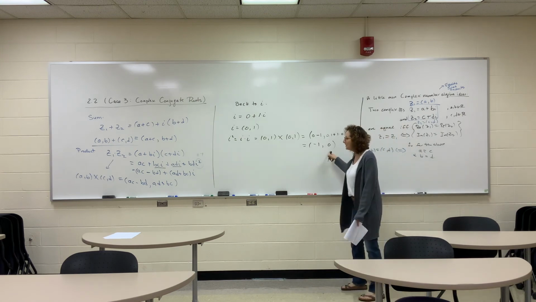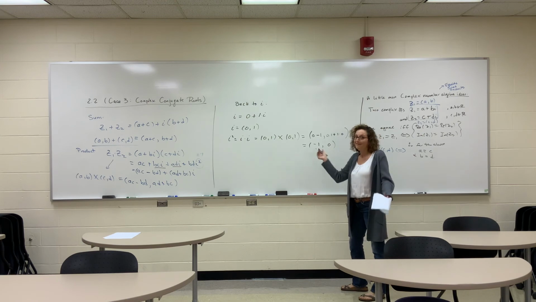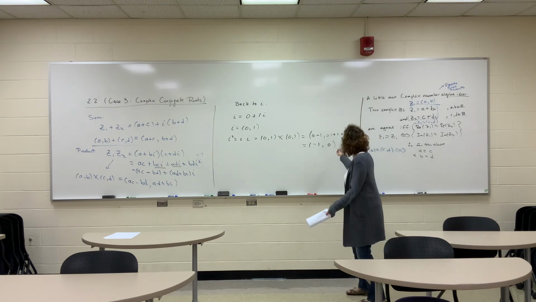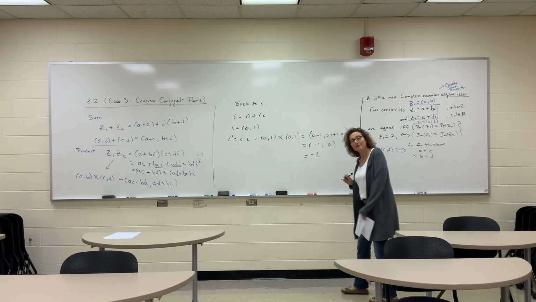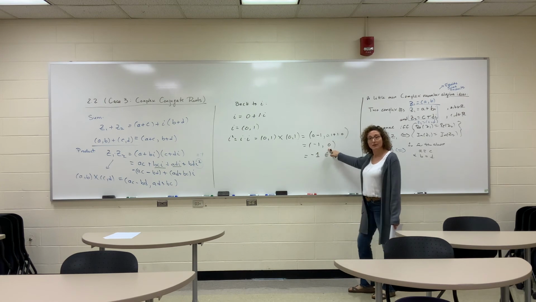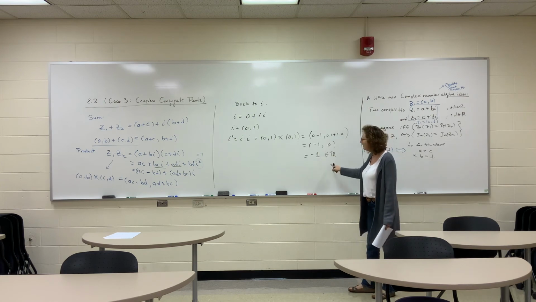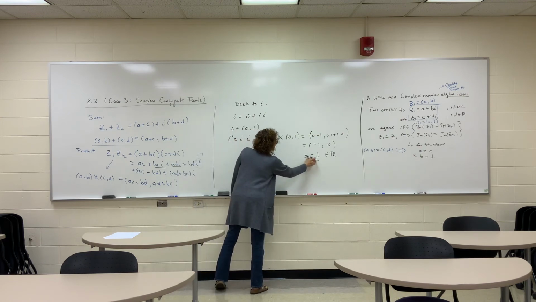What does negative 1, 0 mean in this notation? See it? What does negative 1, 0 mean? That's just the real number negative 1, because the imaginary part of this number is 0. And so once again, we see i squared is negative 1.